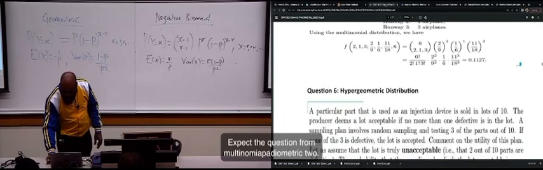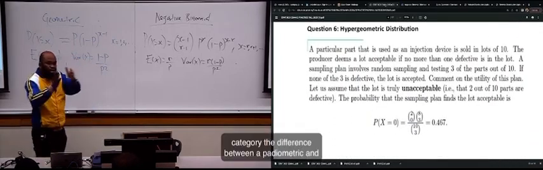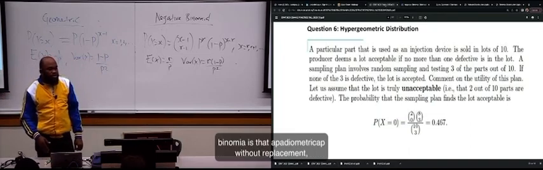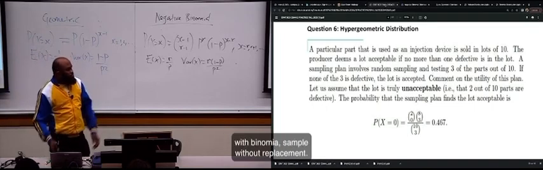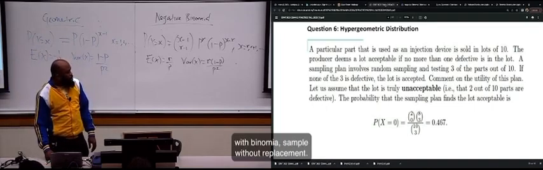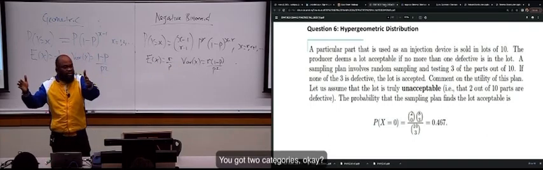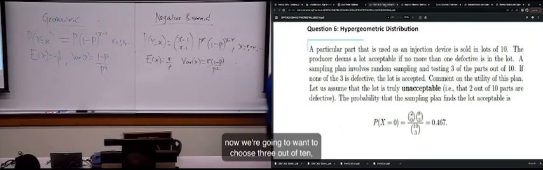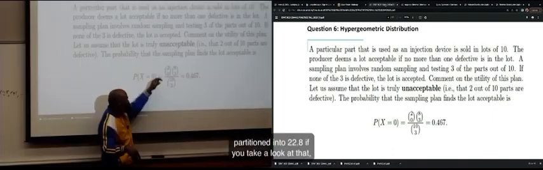Now, hypergeometric. You know, we have two categories. The difference between hypergeometric and binomial is that in hypergeometric we sample without replacement, while with binomial we sample with replacement. Take a look at that. A question like that, you have two categories where you are choosing. Here now you're going to choose 3 out of 10. The 10 is a sample, and that can be partitioned into 2 and 8.